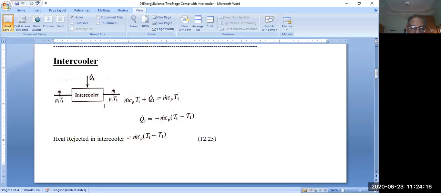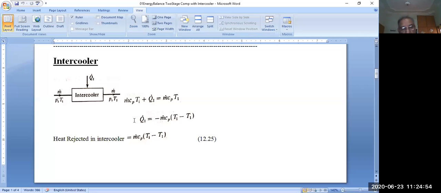We can take Pi here and Pi here, but Ti is not equal to T1. Inlet is Ti, outlet is T1, because of a condition in the problem. It is given in the derivation that the word used is complete intercooling. Complete intercooling means the temperature at the outlet of the intercooler is the same as the temperature at the inlet to the low pressure stage, that is T1. So here the outlet temperature of the intercooler is T1.